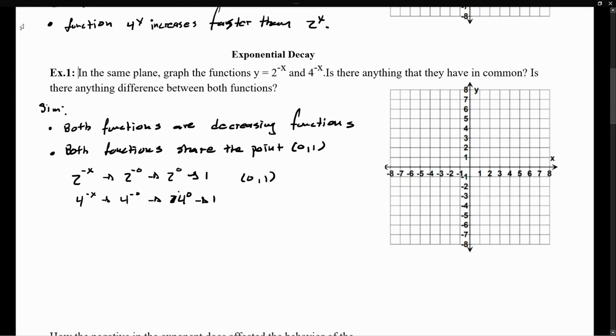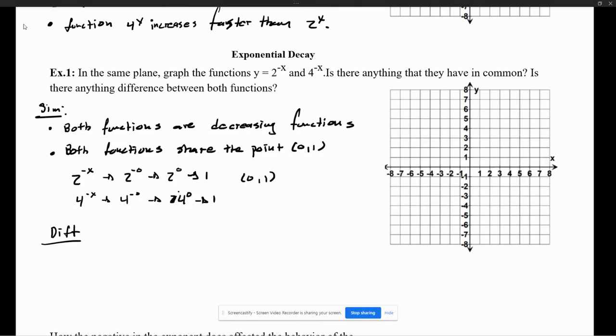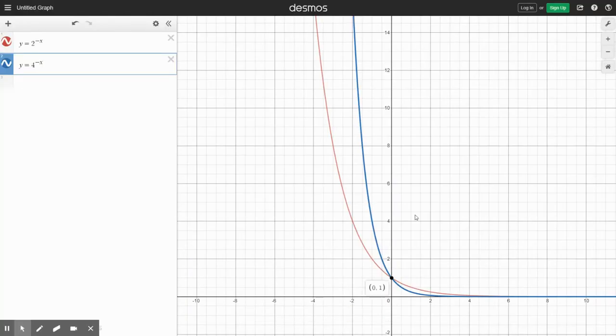So now what are some differences? Let's see. If we take a look at our graphs, notice that the blue function seems to be decreasing faster than the red function. And the blue function is represented by 4 to the negative x. And the red function is represented by 2 to the negative x. And that seems to be the difference between both of them. It's just the rate that the functions are decreasing.